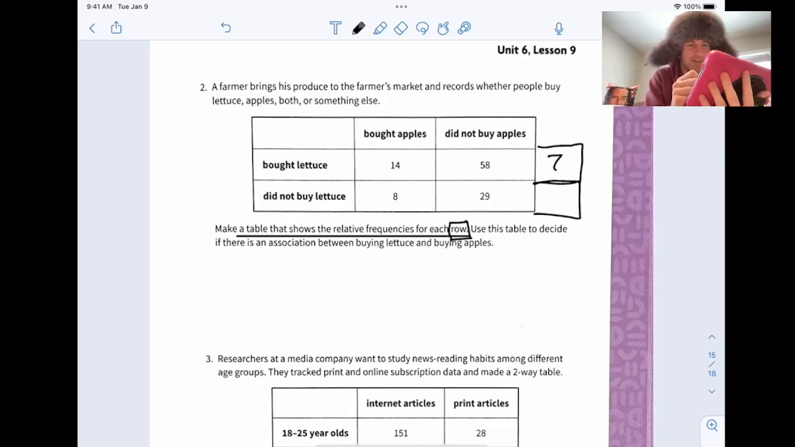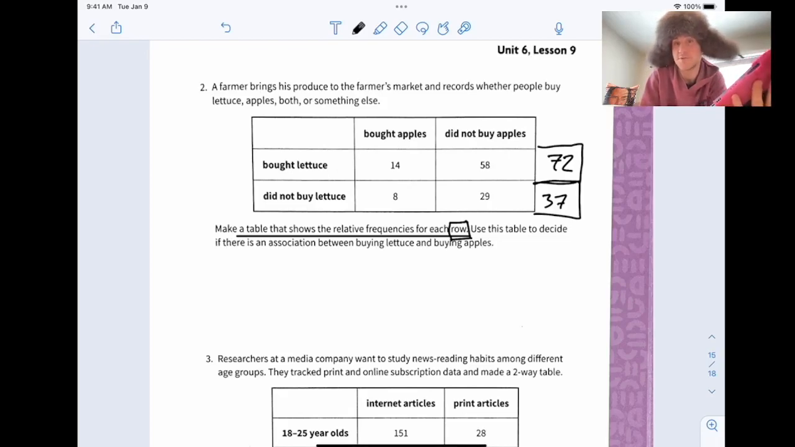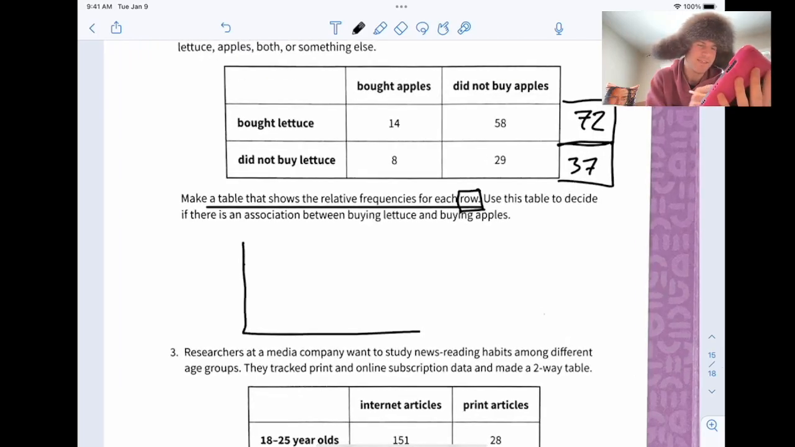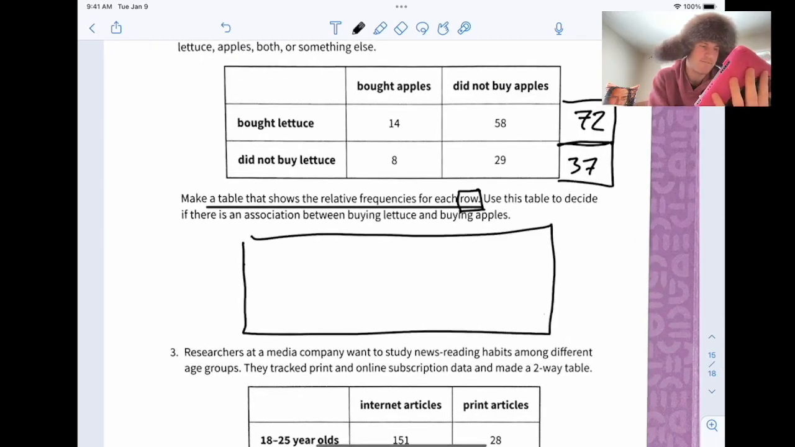So we've got 72. All right, and then 29 plus 8, that's 37. Okay, so those are our row totals that you need to use to get the percentages for the relative frequency table. And I think on the practice problems, I actually have this for you, right?